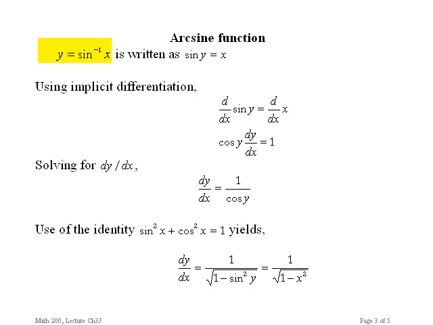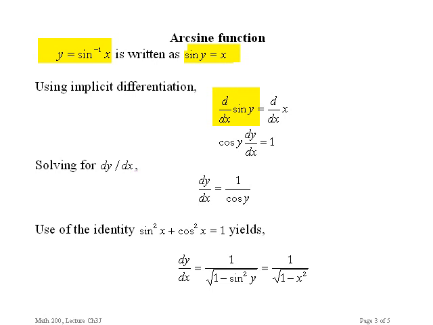So we rewrite this as sine of y equals x, which is just the statement that y equals the arcsine of x. Now we use implicit differentiation. Remember, in implicit differentiation, we apply the differential operator to both sides. So here we have d by dx being applied to the sine of y. Right. So in this case, we have the composition of an outside function sine and an inside function y.